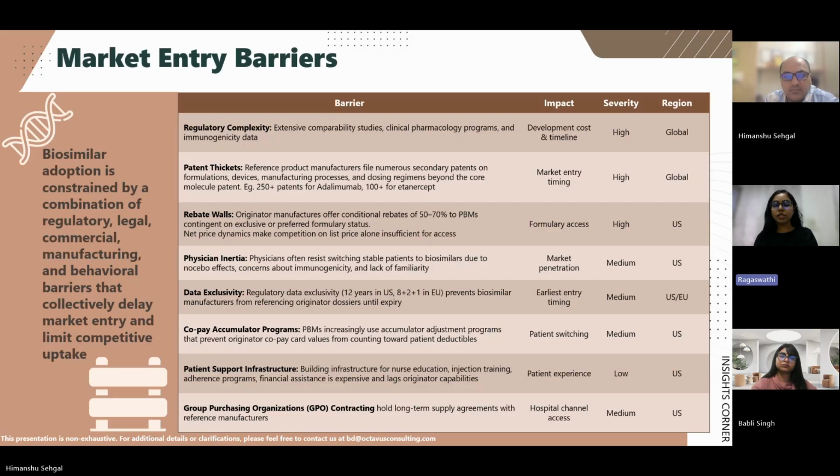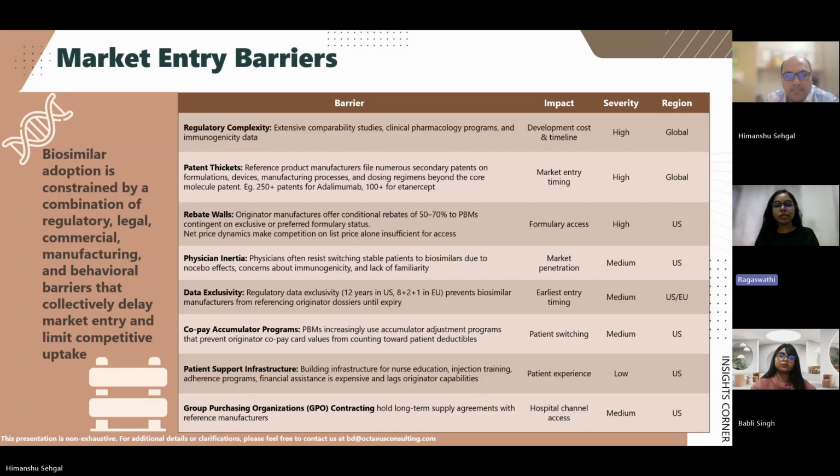So, after this, I want to discuss physician inertia. This is also particularly in the US because the interchangeability concept is currently present only in the US, and physicians resist switching their patients to biosimilars because they somewhere think that biosimilars are inferior to biologics in terms of efficacy. So that has a moderate impact. It can be worked upon by physician awareness and education.